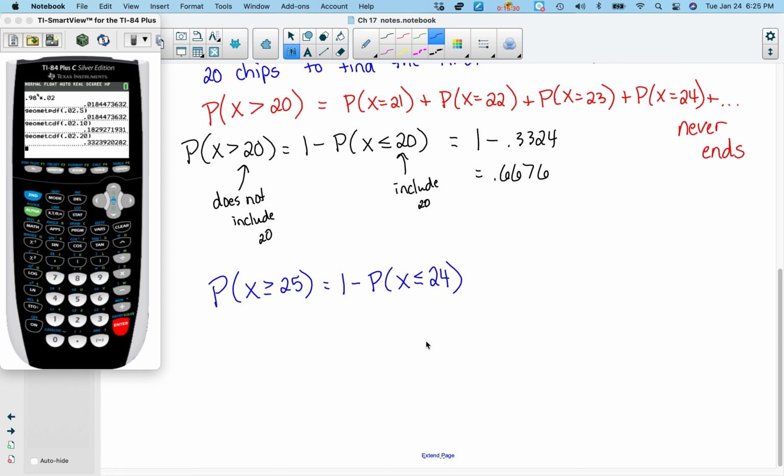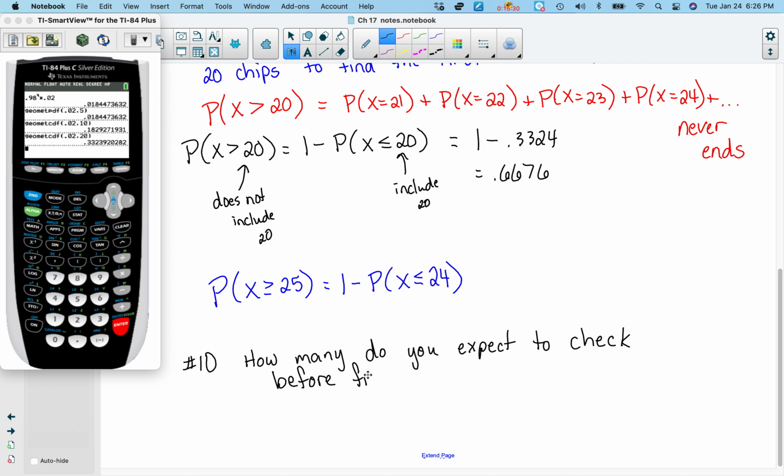So I think, actually I was going to do one more thing, and this is number 10 on the same page. And the question was just, how many do you expect to check before finding a bad one, or a bad chip. So focusing on the word that it's talking about, expected value.